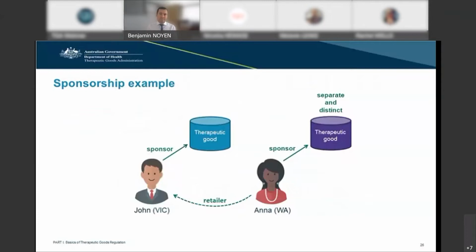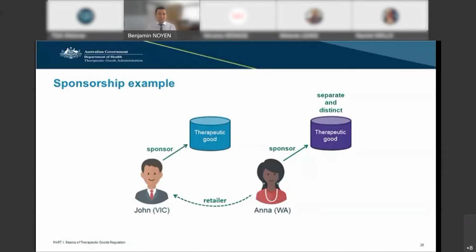Here's an example. So sponsorship can happen in lots of different ways. We'll go through this example of a multiple sponsor scenario. Here we have a therapeutic good. Let's say it's a prescription medicine. John from Victoria would like to import a therapeutic good for supply in Australia. So he applies for and obtains market authorisation through the TGA. This therapeutic good, in its exact identical form, can only have one sponsor.